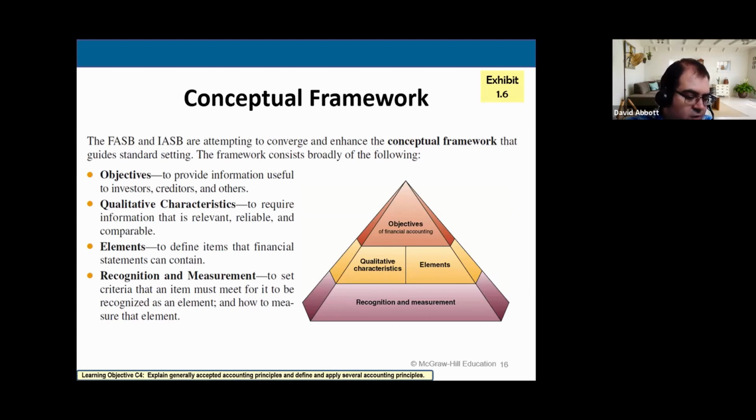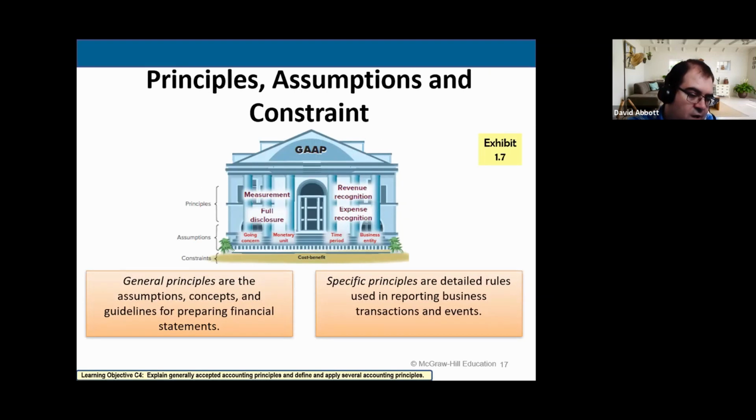The objectives make sure that the information is useful to investors, creditors, and others. Qualitative characteristics require that it's relevant, reliable, and comparable. Elements define the specific items found on financial statements, and then recognition and measurement set the criteria an item must meet to be recognized as an element, so when you record certain types of information. Accounting principles and assumptions are of two types. General principles are the basic assumptions, concepts, and guidelines for preparing financial statements. Specific principles are detailed rules used in reporting business transactions and events.